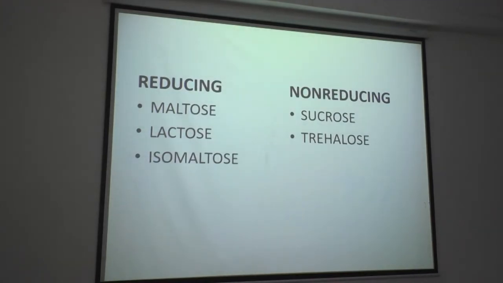What is trehalose? Any idea? What is the enzyme that digests maltose? Isomaltase. Why do you get all these enzymes? In which section? Enteric glands. Sucrose, what is the enzyme? Sucrase is what I know. Another name is invertase. Trehalose, what is the enzyme? Now tell me what is the location, the site.